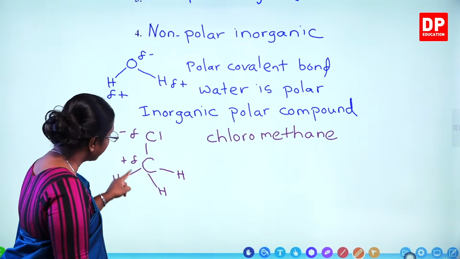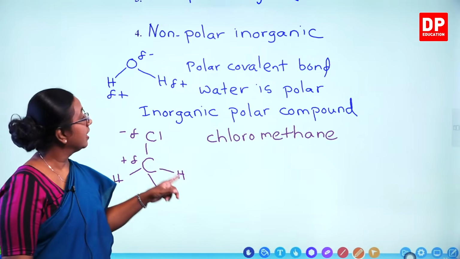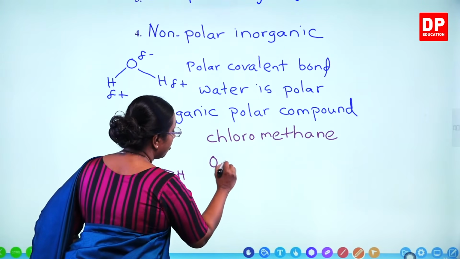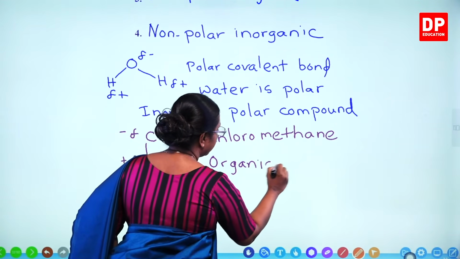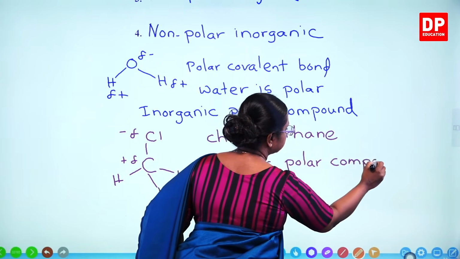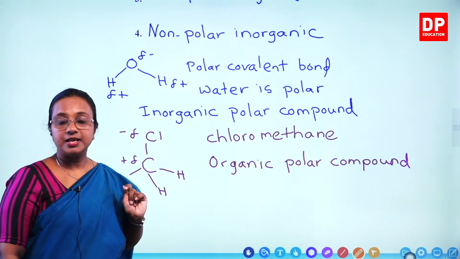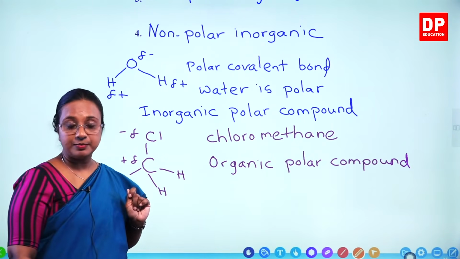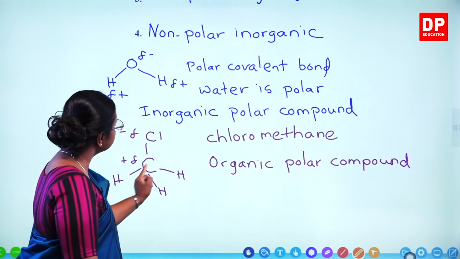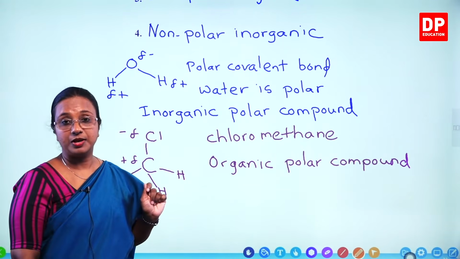And also, this is a molecule that has carbon. So it's an organic compound. Organic polar compound. So here, this is an organic polar compound. So now you know what an inorganic polar compound is, and what an organic polar compound is. Now in this, just because there is a polar covalent bond, the compound does not become polar.